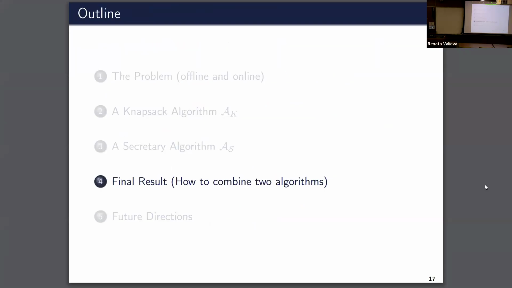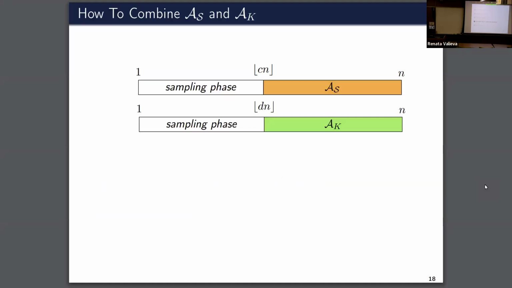Good. With this, now we combine the two of them. If you've seen this kind of problem already, the most natural approach is to toss a coin and then optimize the probability of this coin coming up head or tail, and you run either AS or AK with that probability. And I'm showing you that there is another approach that does better.